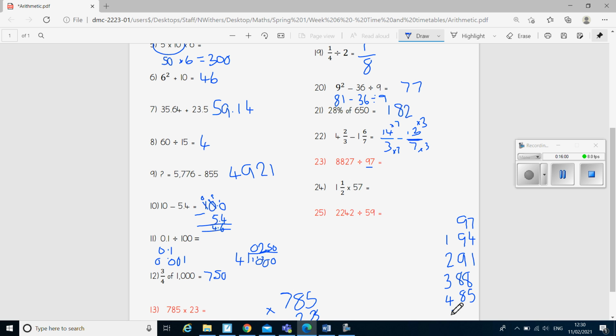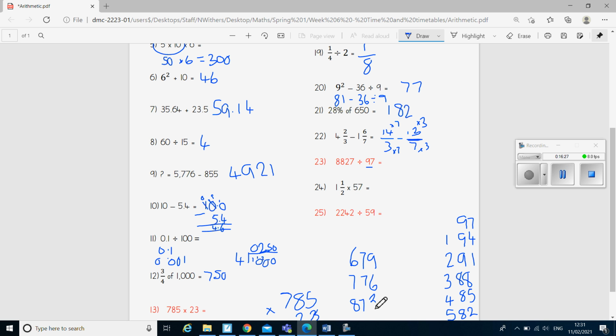Okay, so next I'm going to go 582, 679, 776. And all I'm doing here is looking at this. I'm going up in my hundreds column and taking 3 off in my ones column.